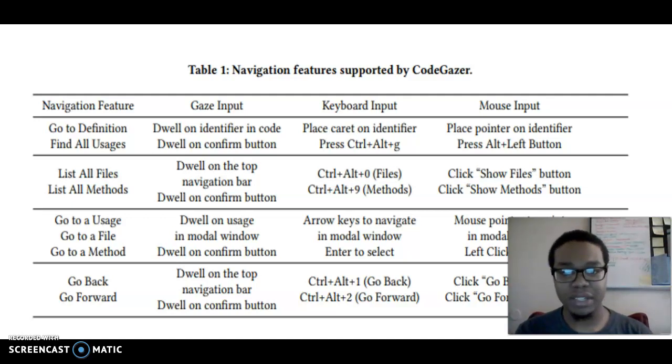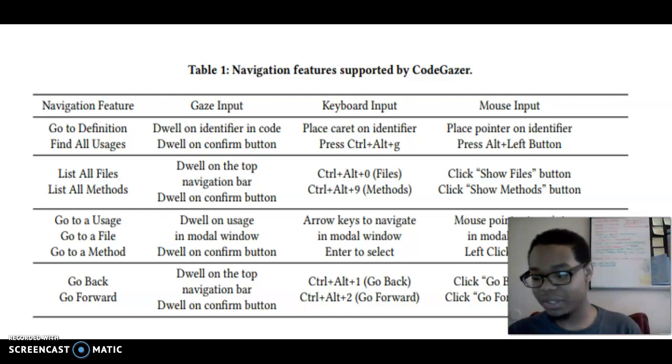the user places the caret on the identifier and presses Control Alt plus G. For mouse input, the user simply places the pointer on the identifier.